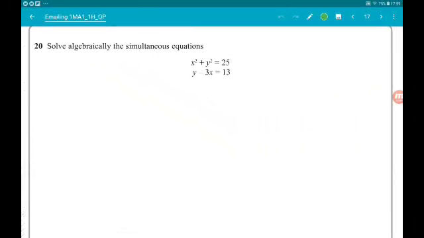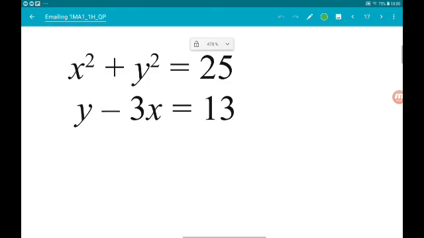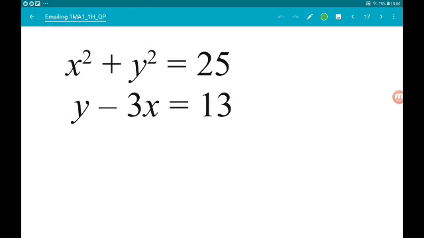Okay, question 20, no funny business. Solve the simultaneous equations x squared add y squared is 25 and y minus 3x is equal to 13. So, quadratic simultaneous equations, lots more examples on this in my simultaneous equations playlist down below. Okay, so what's going on? x squared add y squared equals 25. Hopefully you recognise that as the equation of a circle with a radius of 5, and y minus 3x is equal to 13 is a linear equation.